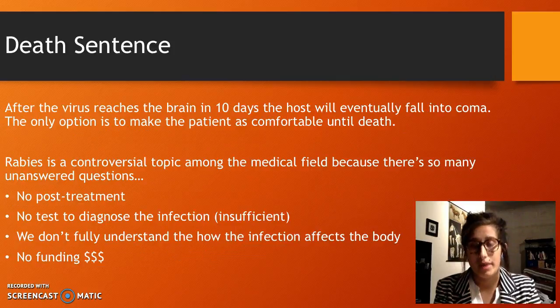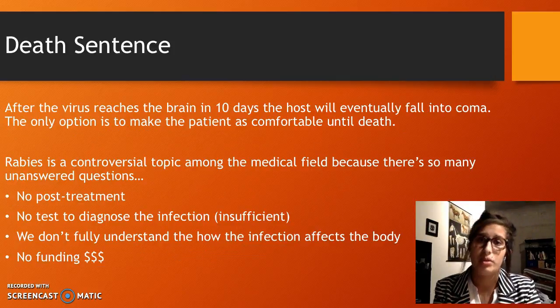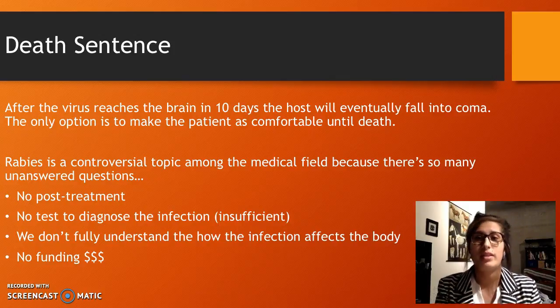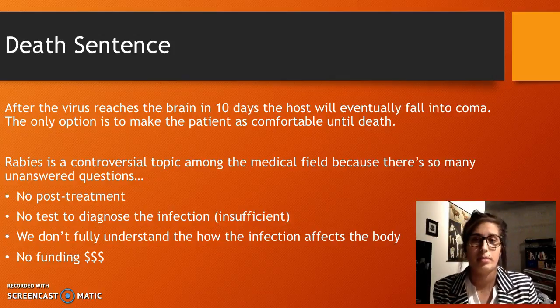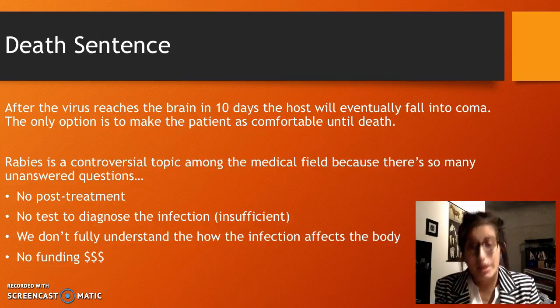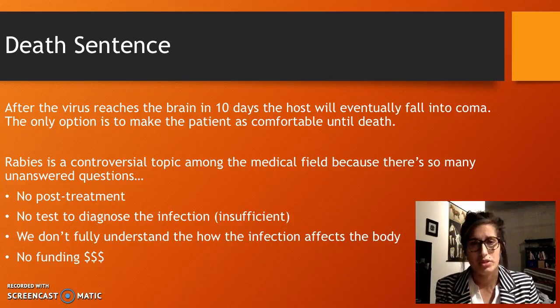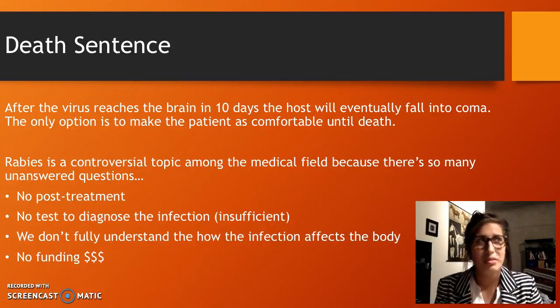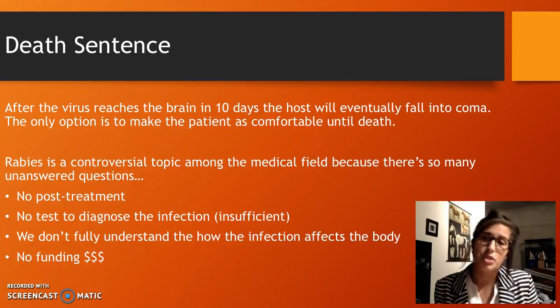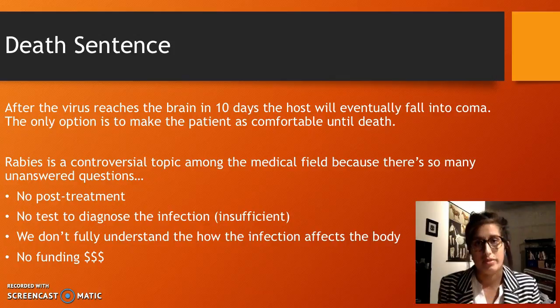After the virus reaches the brain, in about 10 days, that person will eventually fall into a coma, and the only thing the doctors can do at this point is to make the person feel comfortable. Rabies is a controversial topic, I found out, among the medical field because there are so many unanswered questions. There is no post-treatment, and no test to diagnose because it's insufficient. We also don't fully understand how it affects the brain and the body, and there's no funding. Many doctors believe, why should we put funding into something that's preventable with a vaccination?